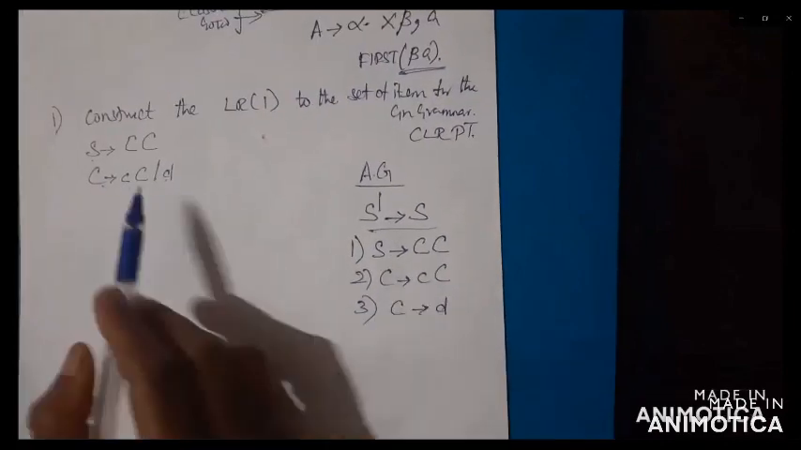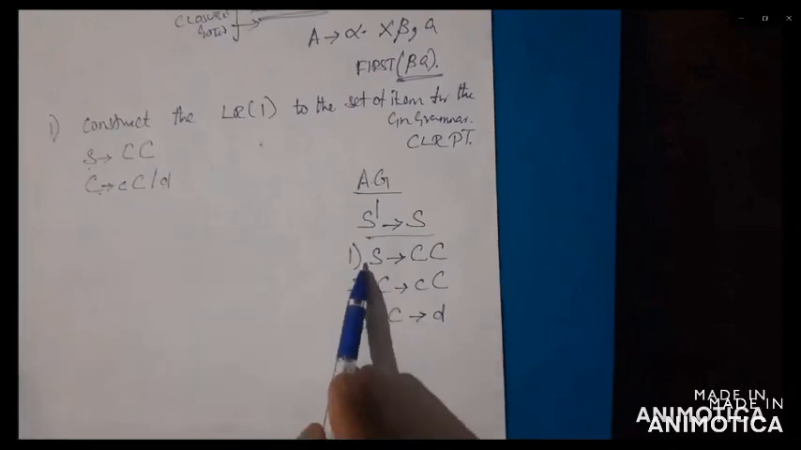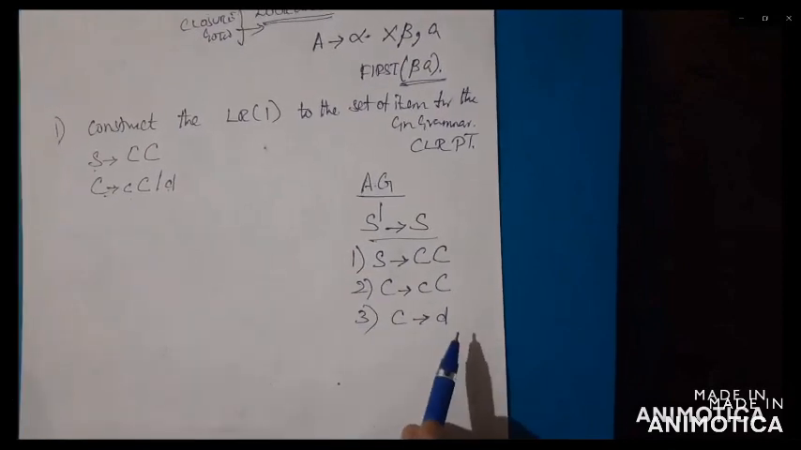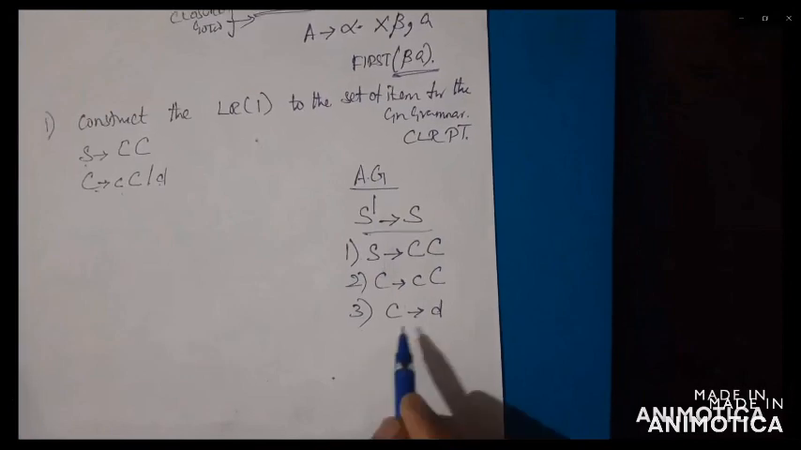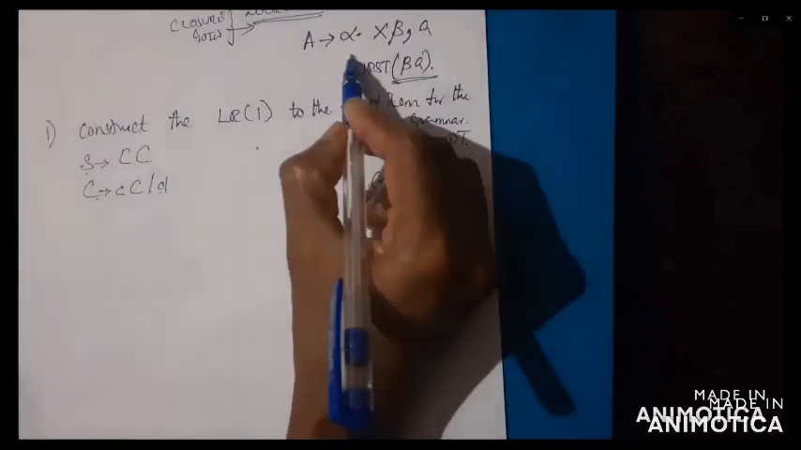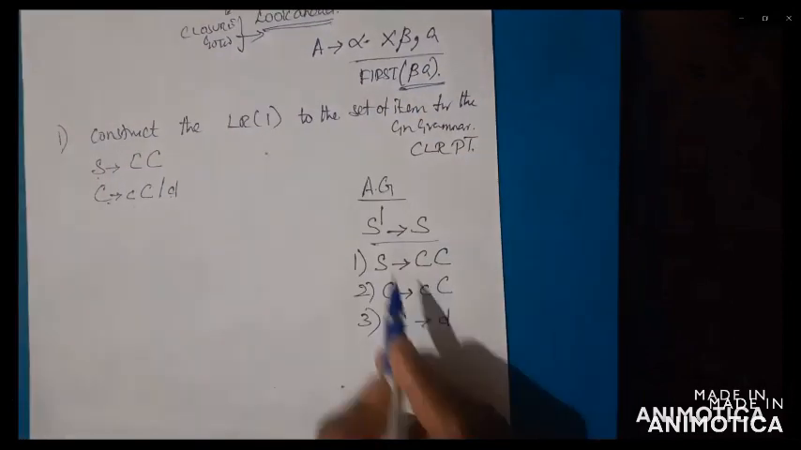Then after that, based on the given grammar, you write the numbering values. So how do we check the lookahead function for the given grammar?